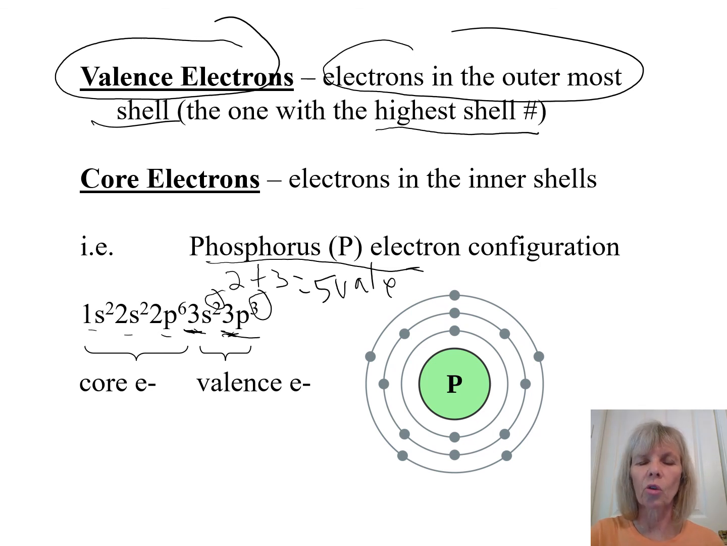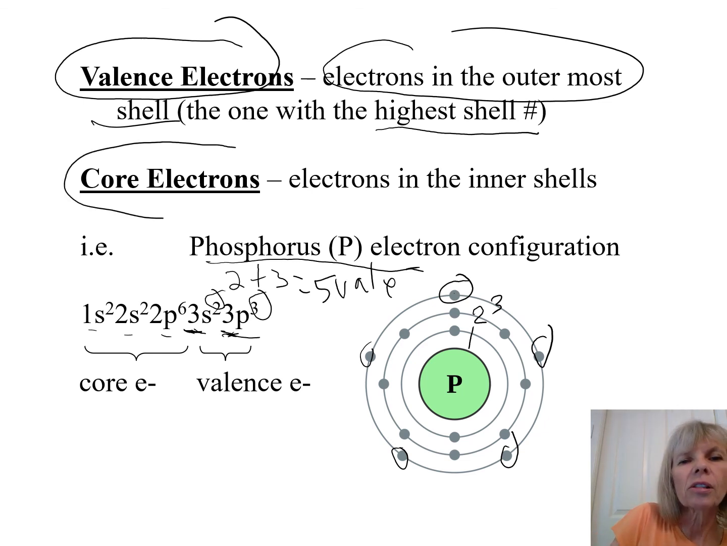And if I wanted to draw a picture of my atom here, they're the ones in the outermost shell. So let's count. This P represents my nucleus in the center. This is shell 1, shell 2, shell 3. In shell 3, I have 1, 2, 3, 4, 5 electrons. So that's a term to remember. Valence electrons are the ones in the outermost shell.